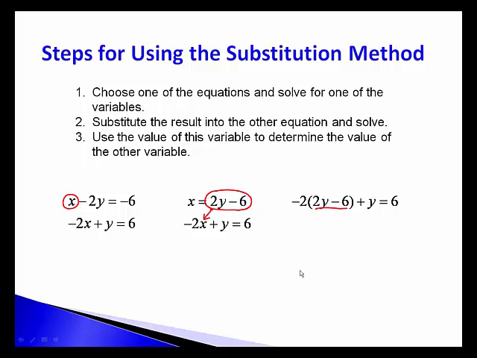Now we solve by distributing, and I'll get negative 4y plus 12 plus y is equal to 6. Negative 3y plus 12 is equal to 6. Negative 3y is equal to negative 6, and y is equal to 2.